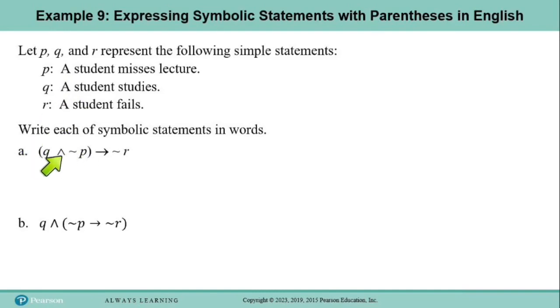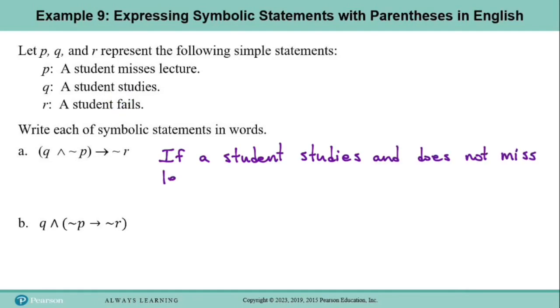Inside our parentheses, we have Q and not P. So Q is a student studies and not P would be a student does not miss lecture. And then we've got this if-then connective. So we're going to start with the word if. And then what comes next is Q and not P. So if a student studies and does not miss lecture, comma, because right here is where our grouping ends. So we're going to have a comma. Then not R. So our English statement will say then a student does not fail.